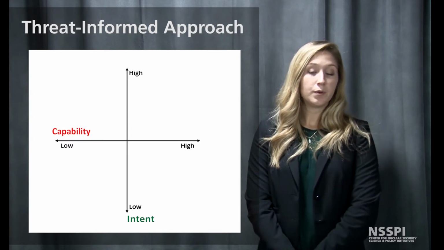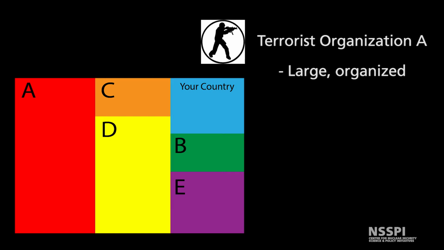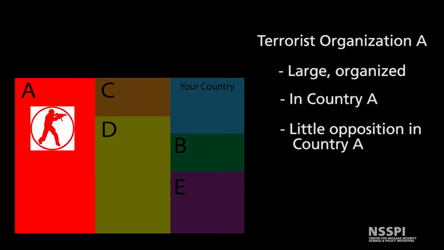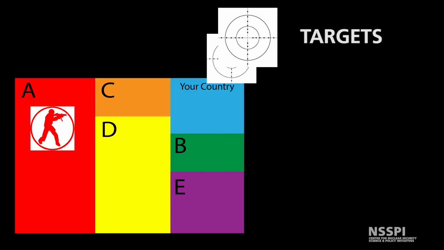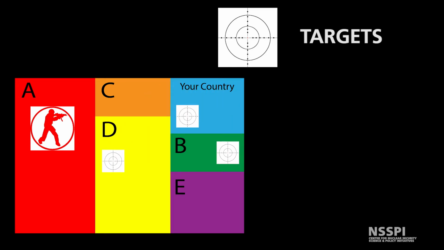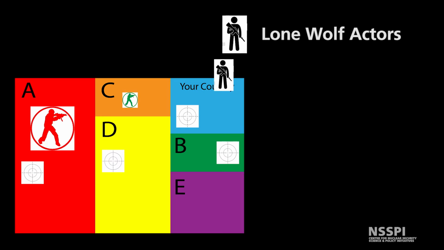So we can go over an example. We're looking at a hypothetical terrorist organization. It's a large, organized terrorist organization. It's concentrated in country A, and it has little opposition from the domestic government. There are several targets. Your country is one target, country B, country D, and personnel and businesses from targets located in country A. There are many affiliate organizations located in country C, which borders country D. Lone wolf actors are known to operate in your country, but so far you've experienced few attacks.